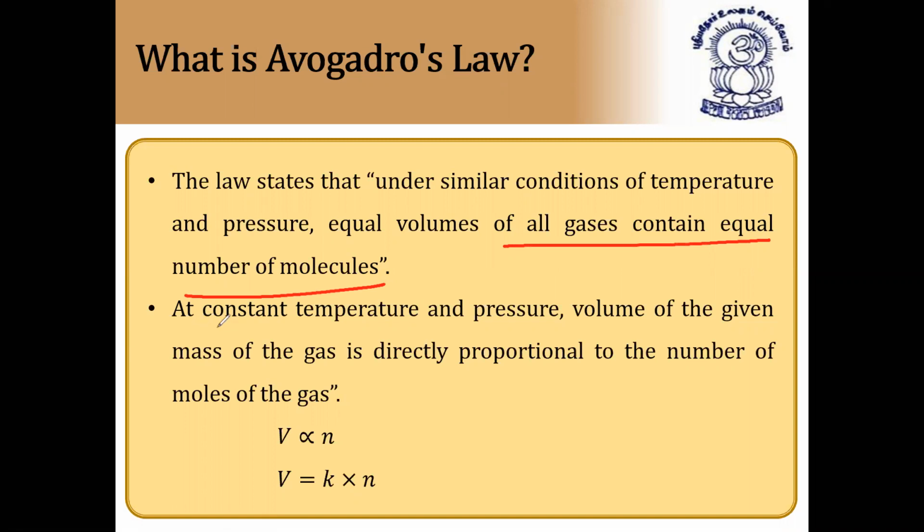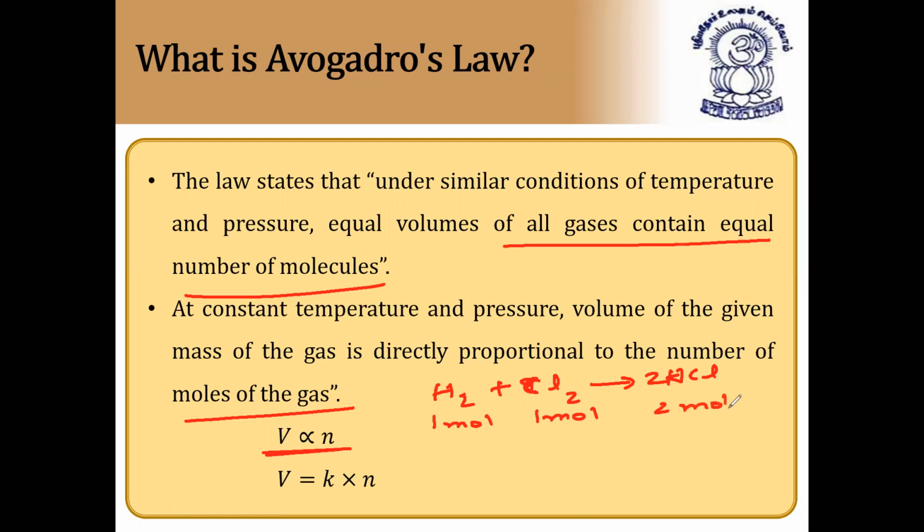What does it imply? At constant temperature and pressure, the volume of a given mass of a gas is directly proportional to the number of moles of the gas. Based on this, we have done the mole concept also. For example, hydrogen gas combines with Cl2 gas to form 2HCl. So 1 mole of hydrogen gas and 1 mole of chlorine gas combine to form 2 moles of HCl gas in terms of number of moles. In the same way, you can take 1 volume plus 1 volume gives rise to 2 volumes of HCl.